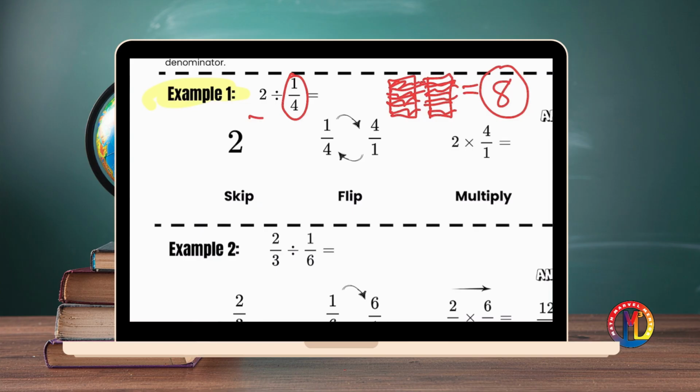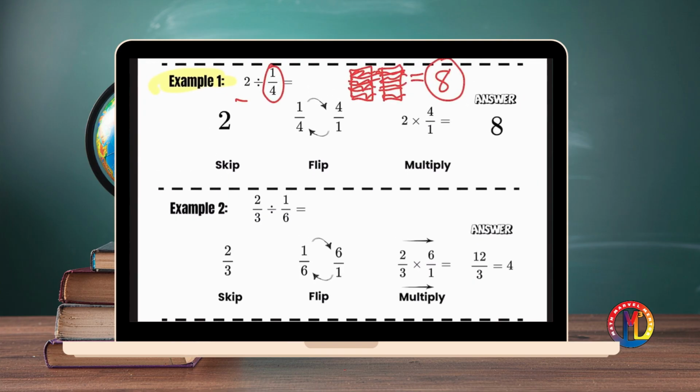Okay, now let's look at what that looks like if I'm using skip, flip, multiply. So I skip the first term 2. I don't do anything with it. I flip the second term. Mathematically speaking, this is actually what we call multiplying by the reciprocal, and the reciprocal means that the numerator 1 now becomes the denominator, and the denominator of our original fraction now becomes the numerator, the top number.